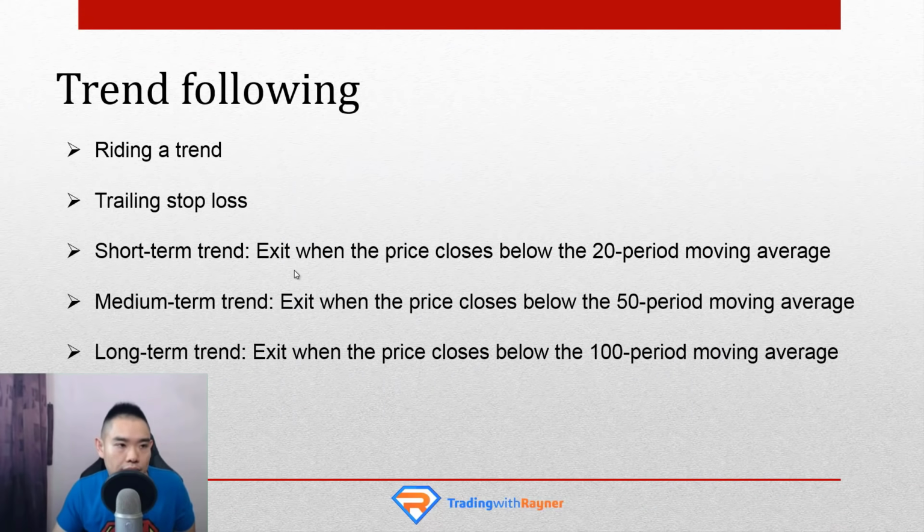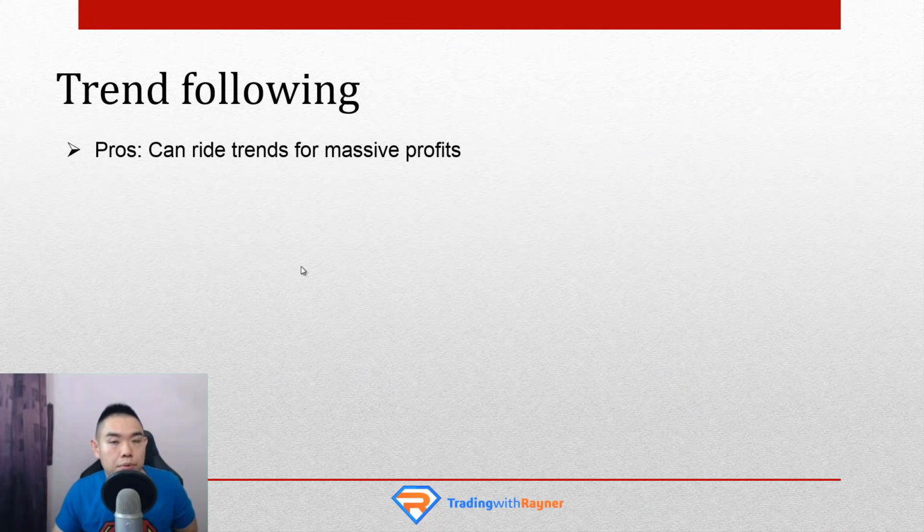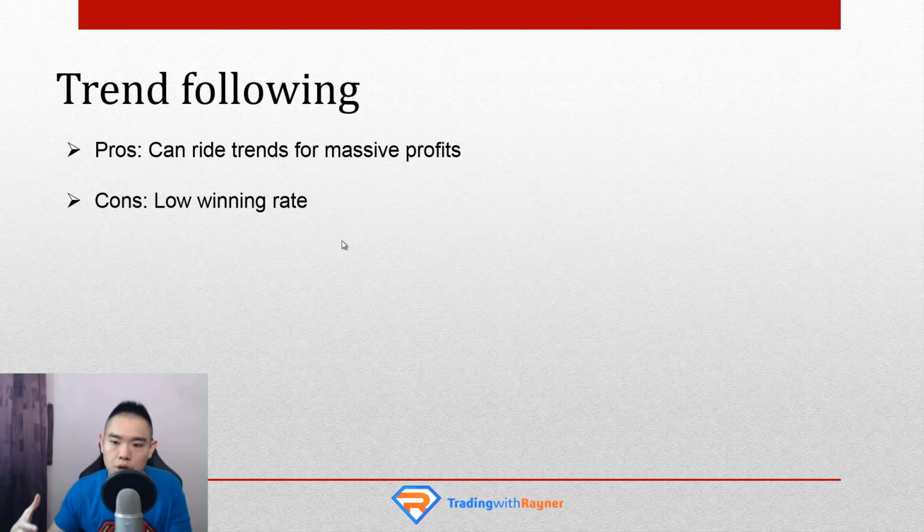So with that said, let's talk about the pros and cons of trend following. The pro is that you can ride massive trends, and it can be a huge profit potential for you. The downside is a low winning rate, because you're always attempting to ride the trend using a trailing stop loss. You will only exit the trade after the market has moved against you. So this usually results in a lower winning rate compared to a swing trader. So really, it depends on the type of person you are. If you hate being wrong, then swing trading is probably for you.